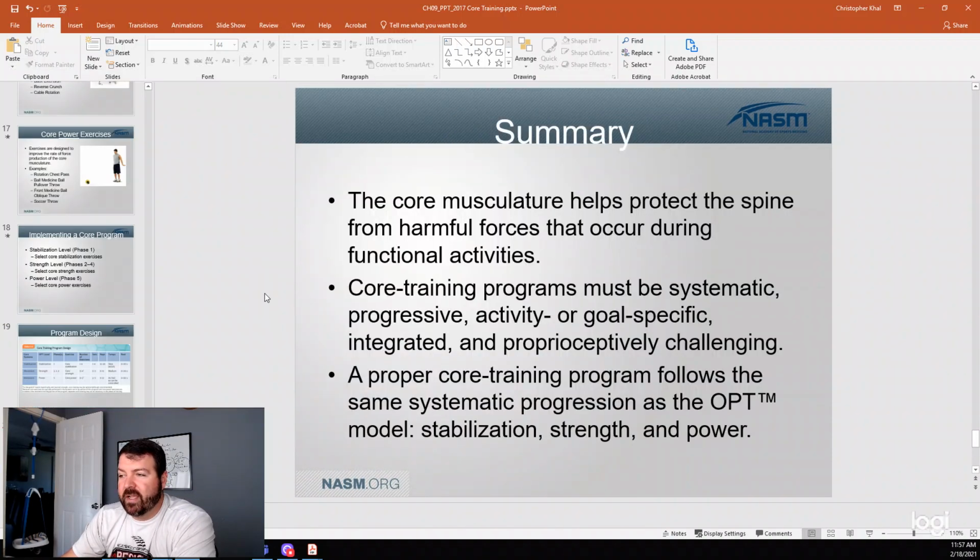All right, so summary. Core musculature helps protect the spine. Core is good. You should usually do core every day or every time you do some kind of activity or training. Core training programs have to be systematically progressive, activity or goal specific, integrated, and hopefully increasingly challenging. Proper core training programs follow the same systematic progression: stabilization, strength, and power.